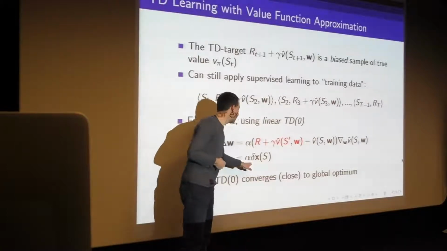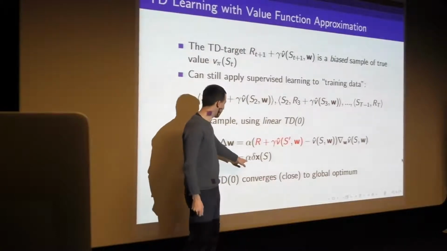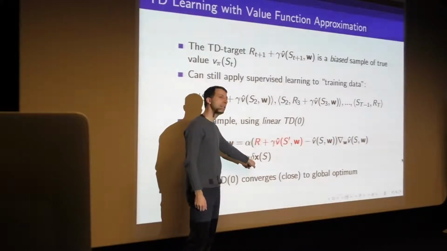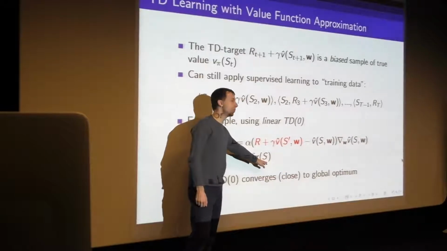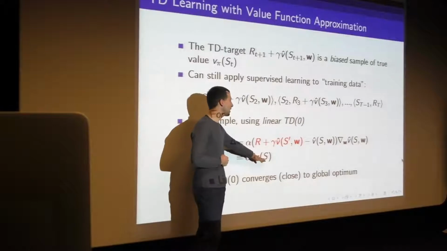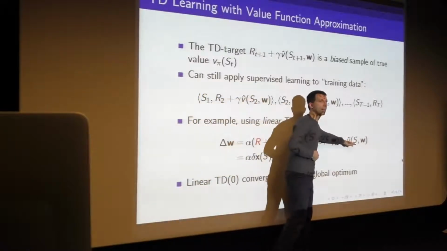And so we can compactly write that in the following way. We update our parameter vector by step size multiplied by TD error multiplied by feature vector, or the gradient in the more general case. Feature vector in the linear case, gradient in the nonlinear case.